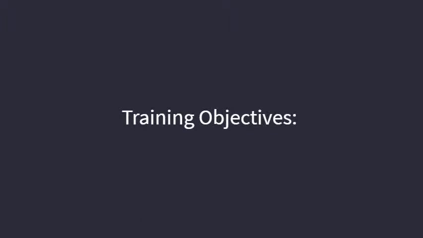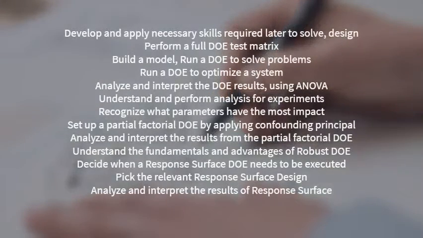Training objectives: develop and apply necessary skills required later to solve, design, or optimize more complex problems. Perform a full DOE test matrix. Build a model, run a DOE to solve problems. Run a DOE to optimize a system. Analyze and interpret the DOE results, using ANOVA or graphical methods, whichever is relevant.